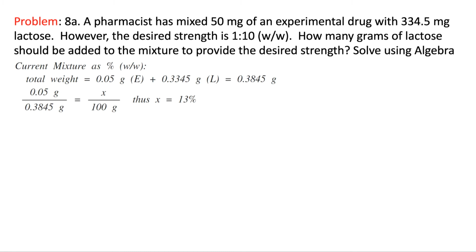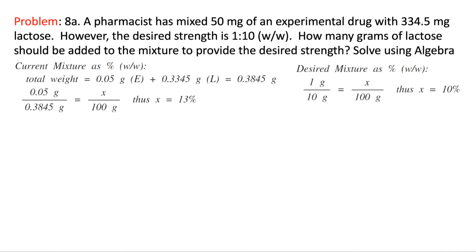All right, so that's my current mixture. Next, let's do the same thing, determine a percent weight per weight for the desired mixture, because my 1 to 10 doesn't help me. I want to express 1 to 10 as a percent. Easy enough. Again, 1 gram over 10 grams, which is what I might desire, set equal to some X over 100 grams. So again, I can determine the weight in grams per 100 grams. Solve for X, and I see that X equals 10. Therefore, 10 grams per 100 grams means the same as 10%.